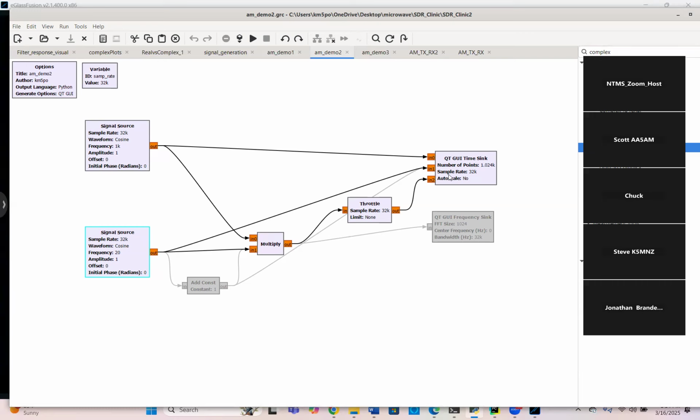Now I've got a constant block that's disabled right now, and there's a reason for that. We'll get to that in just a moment. So we'll go ahead and get that started.